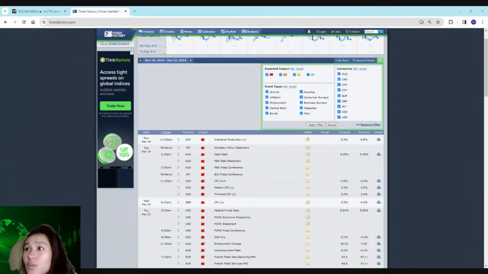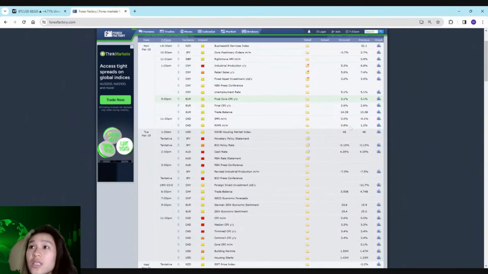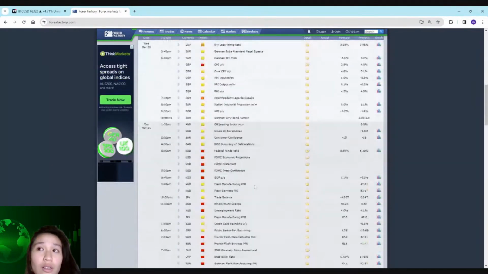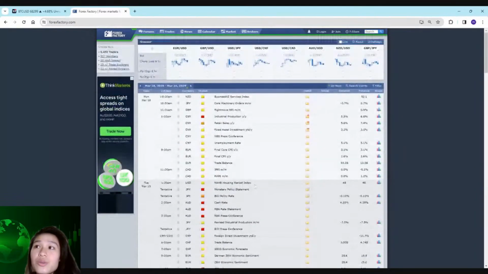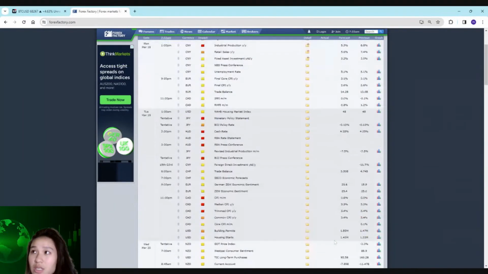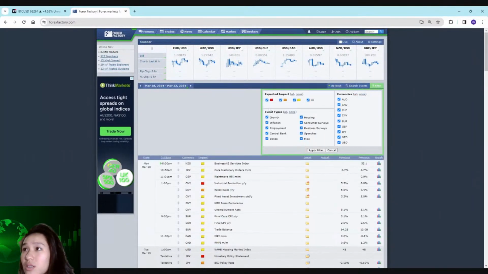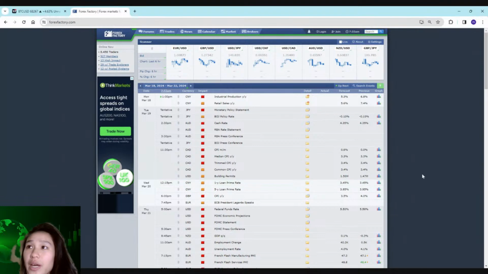I typically prefer to look at all, and then at one glance, you can see all of the economic events for this week. It tells you the data releases, and it also gives you the forecasted data as well as the previous data for your reference. Once the data is actually released, it will give you the actual data as well. So you can take a look at this. Let's just filter it to only look at the medium and high impact.